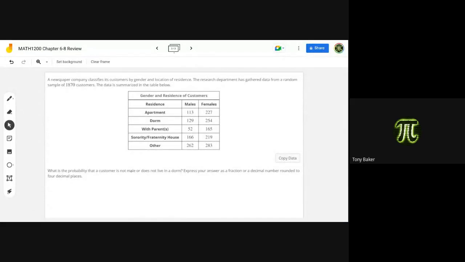So it's not male. Not male would be what? Right, so all these are not male, right? Does not live in a dorm. Now, since it says or, we're ignoring the first one. Now, does not live in a dorm would be those, those, and those, right?